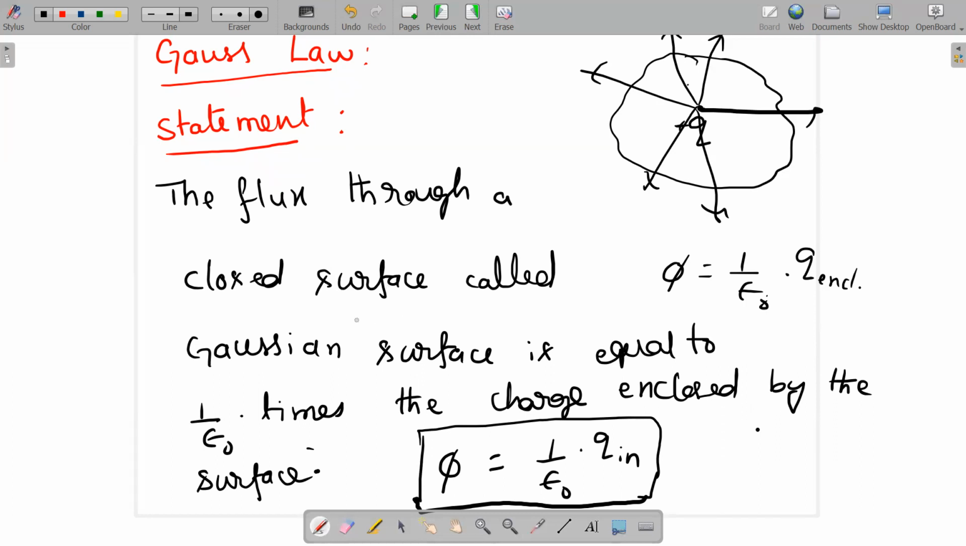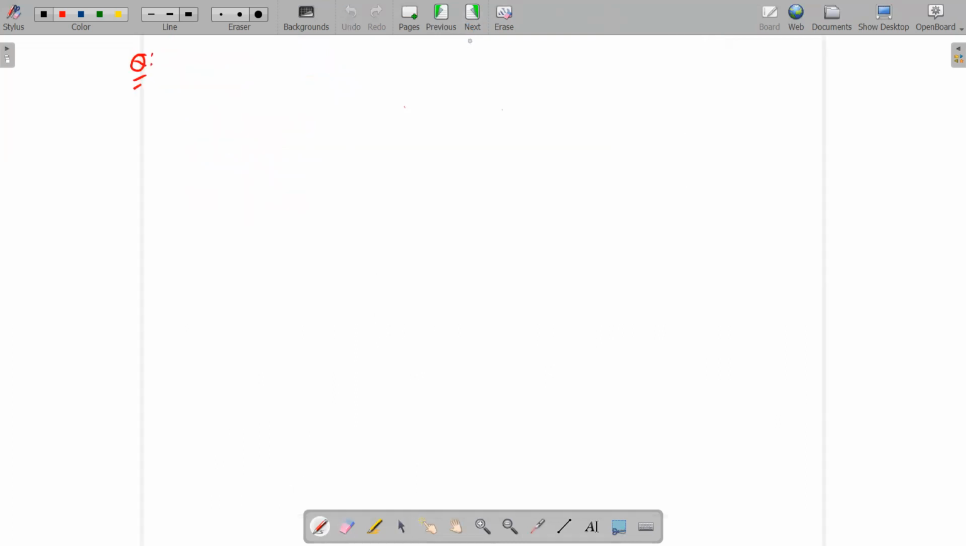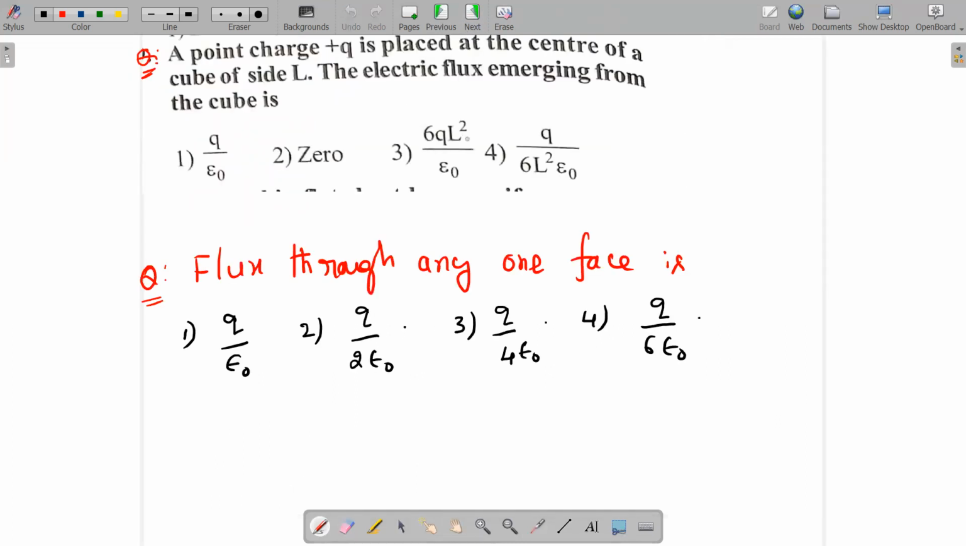Now let us try to understand how to find the flux through one of the closed surfaces called a cube. Let us consider some examples. With the help of some examples, we will try to understand this concept. If a point charge plus Q is placed at the center of a cube of side L, then the electric flux emerging from the cube is.